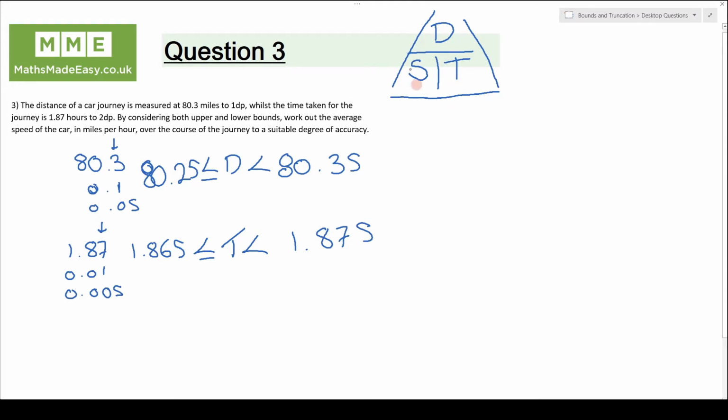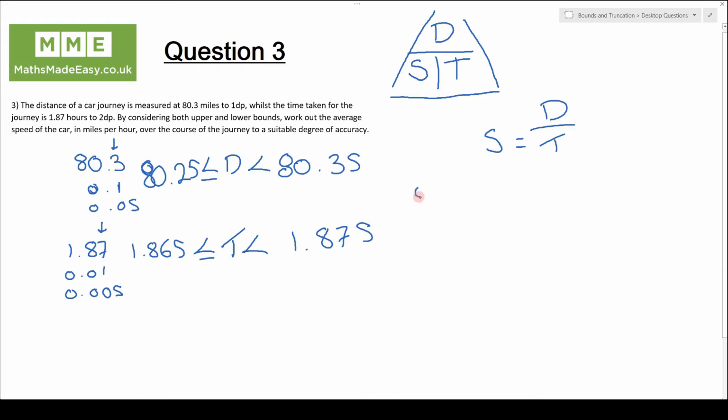So next we have to use the equation to find the speed. So looking at our triangle up here, we can see that speed equals distance over time. Knowing that speed equals distance over time, we can consider that if we used the largest number for distance and the smallest number for time, we would get the upper bound for speed. And if we use the smallest number for distance and the largest number for time, we would get the lower bound for speed. So let's do that.